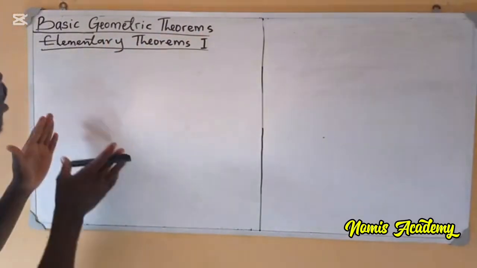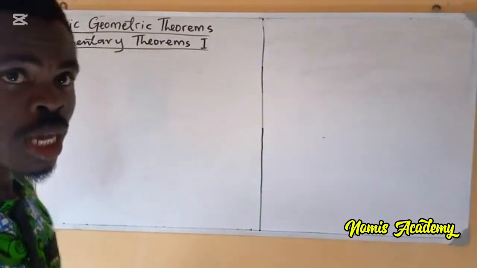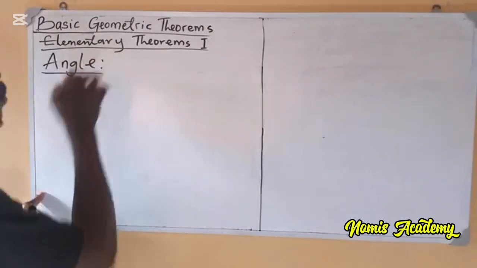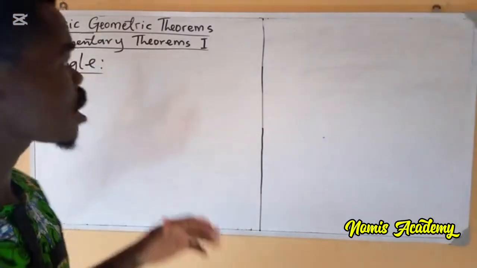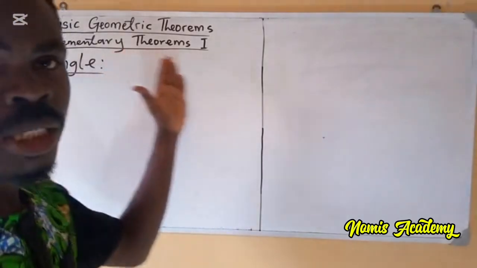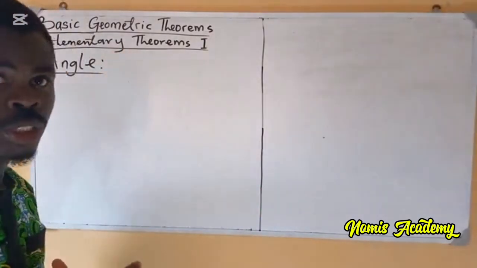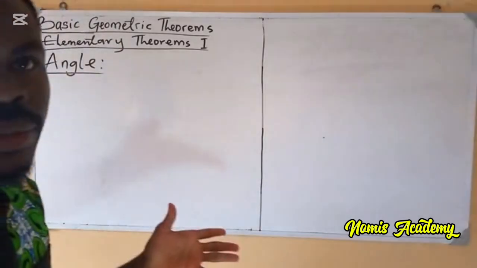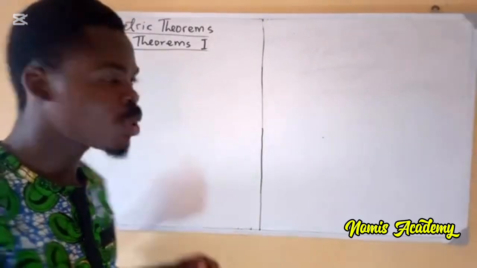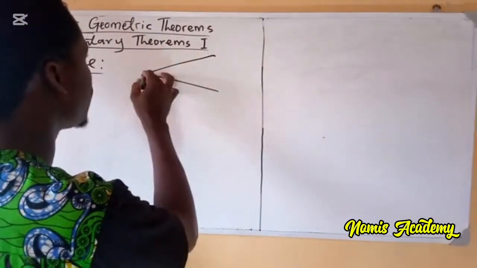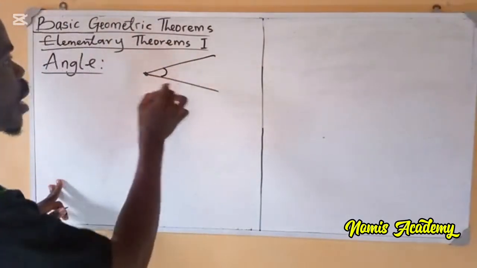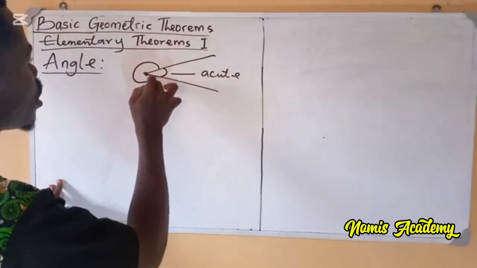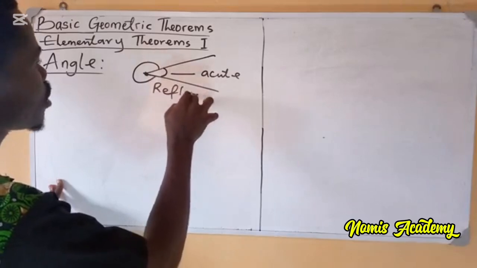So we are going to be looking at some of those elementary theorems, starting from angle. So we'll start from here. In this video, I'm going to explain most of the mathematical theorems under geometry. So just stay tuned as we proceed. First and foremost, what is an angle? An angle is formed where two lines meet at a point. So the first angle here is called an acute angle, while the other one is called a reflex angle.